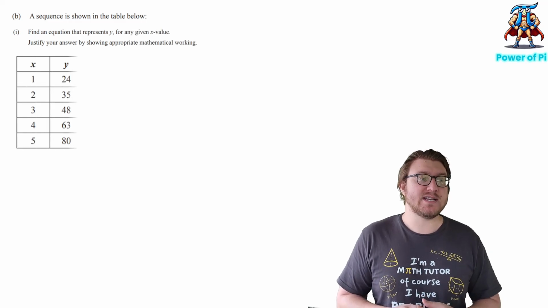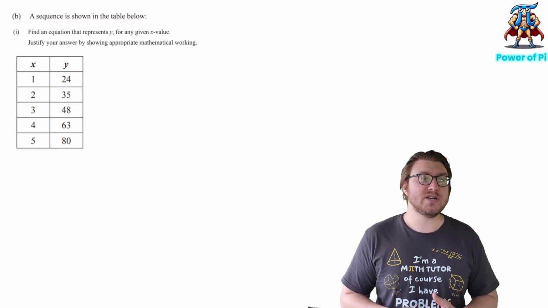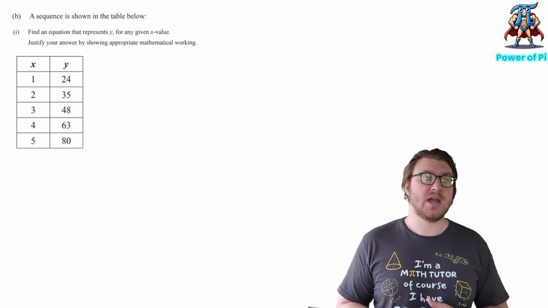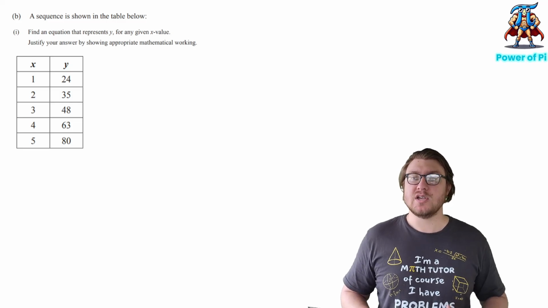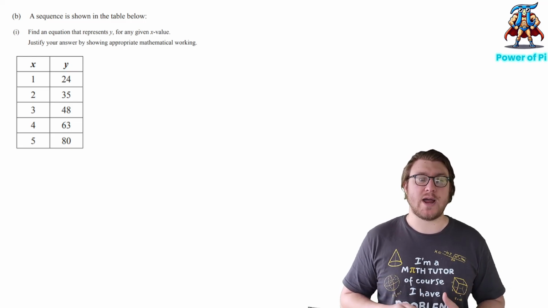The second question is giving us a sequence in the table below. Find an equation that represents y for any given x value. Justify your answer by showing appropriate mathematical working. So first of all, we need to identify what kind of relationship x and y has.